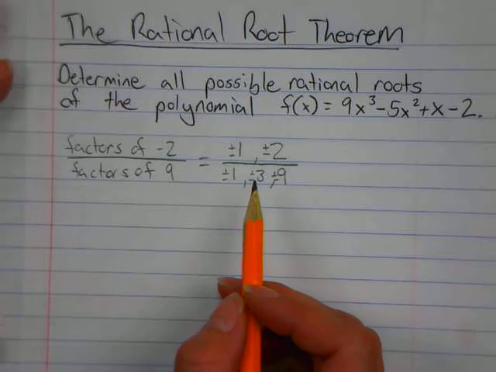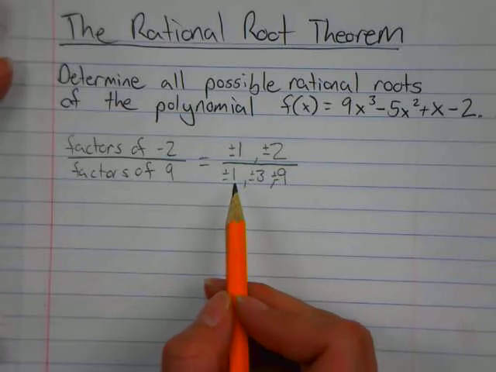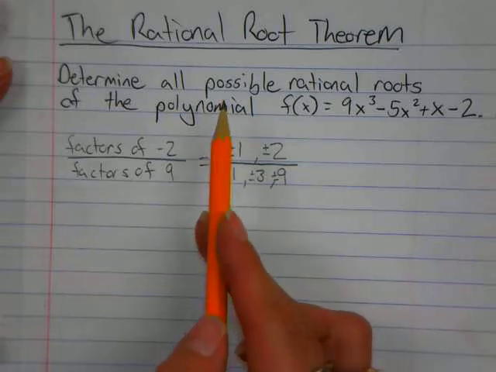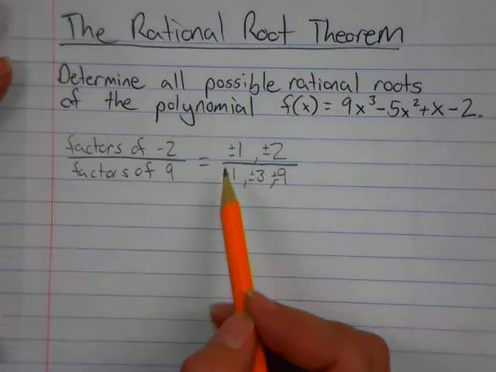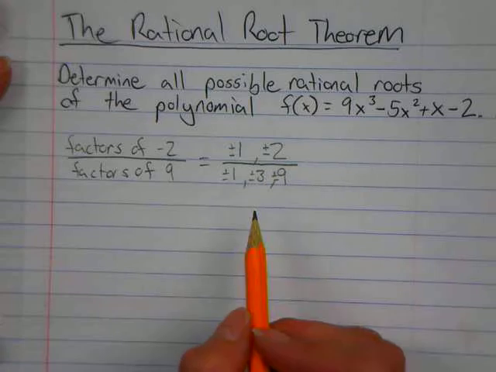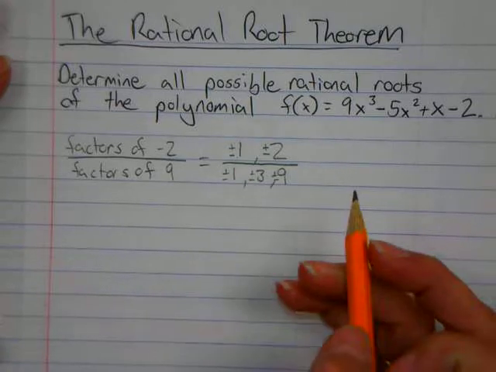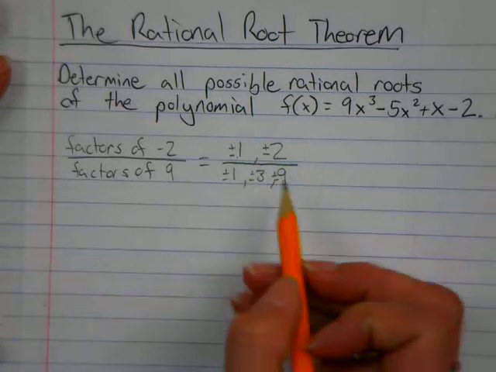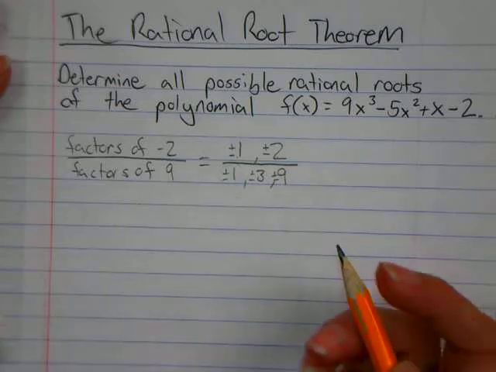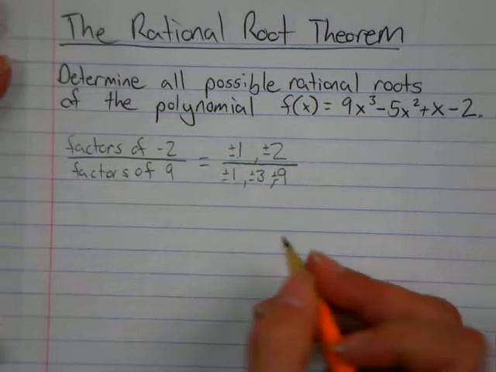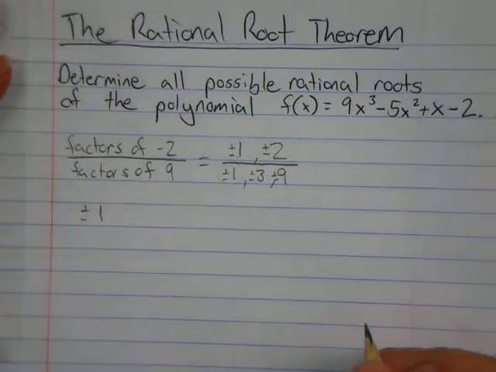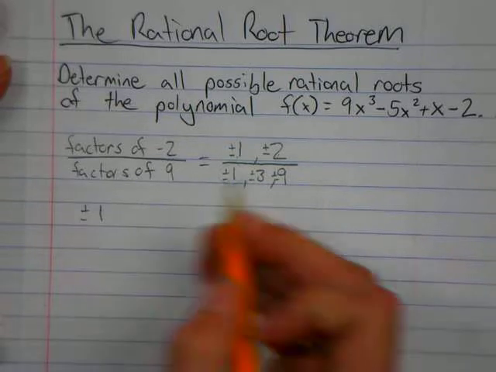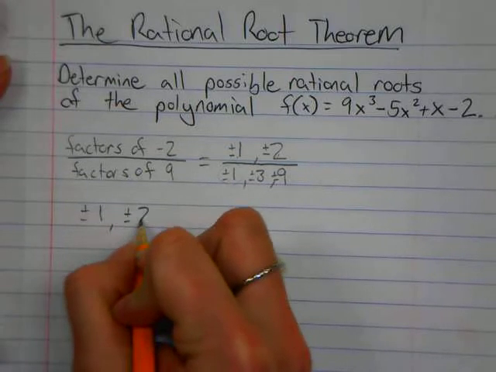All right, so now if I want to find my complete list of possible rational roots, then I need to divide all of my combinations here. So let's take both plus or minus 1 and plus or minus 2 and divide them first by plus or minus 1. 1 divided by 1 is just going to be 1, so plus or minus 1. And 2 divided by 1 is just going to be plus or minus 2.